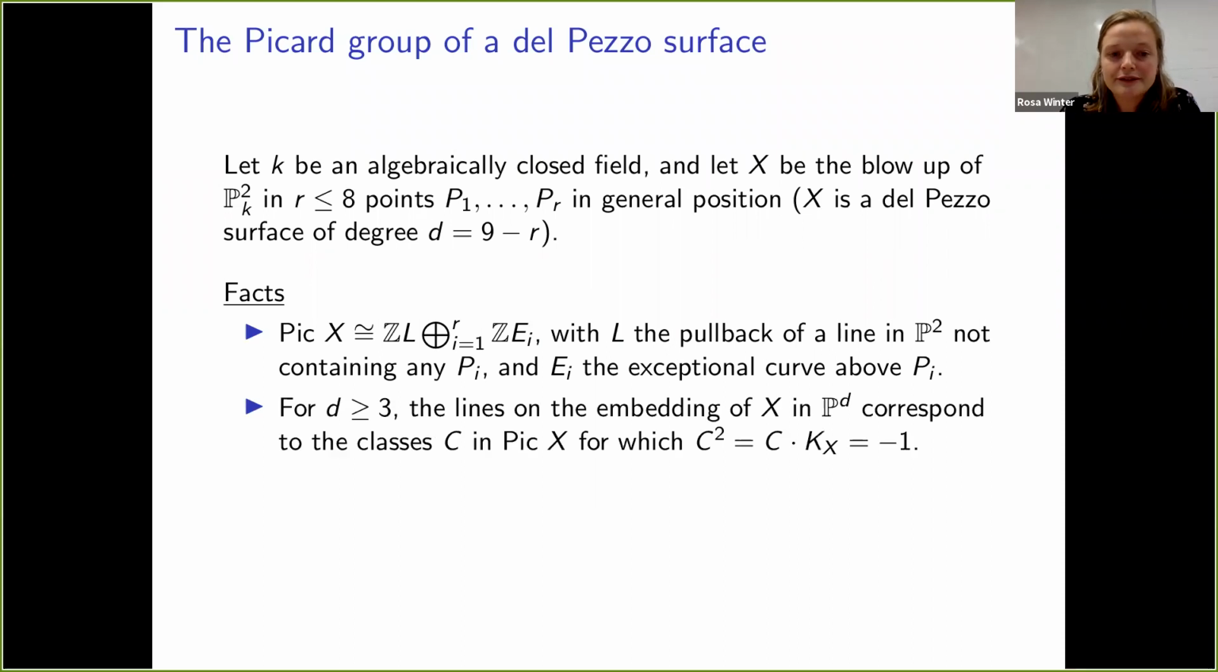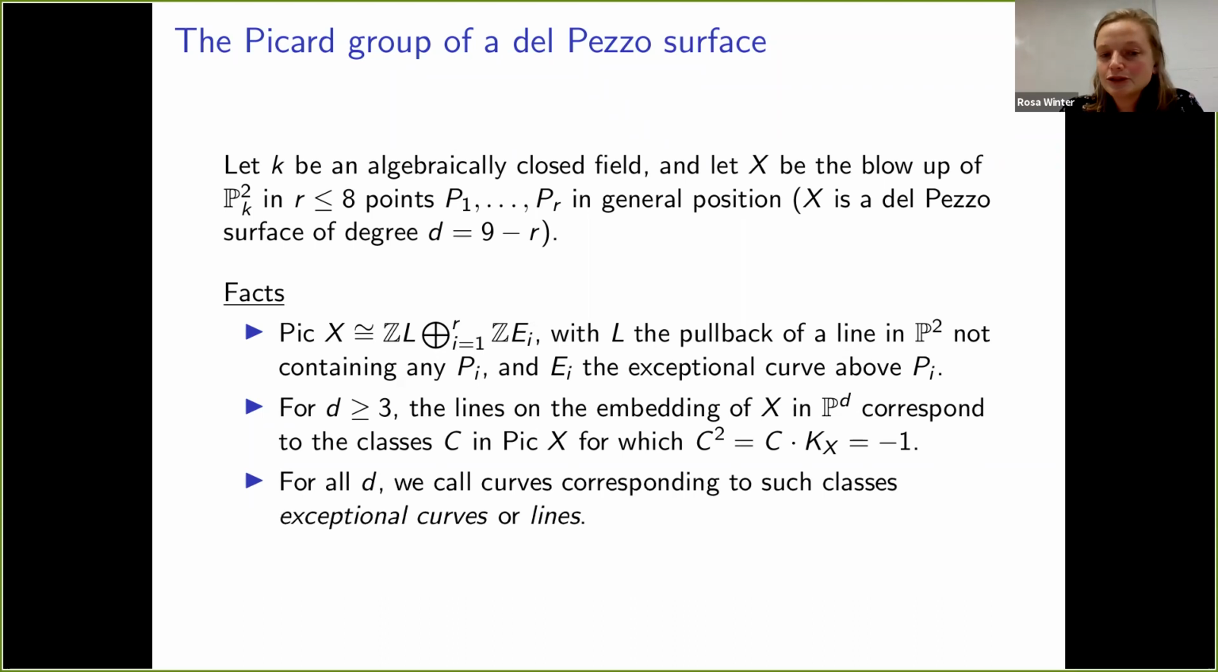And moreover, if the degree of your surface is at least 3, then the lines on the embedding correspond to the classes in the Picard group that have self-intersection -1 and that intersect the canonical divisor with intersection -1. I recall that in this case the anti-canonical divisor is very ample. This gives you the whole embedding already, and lines on that image are exactly these classes.